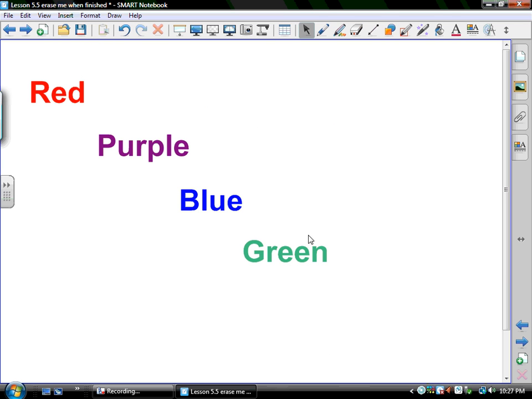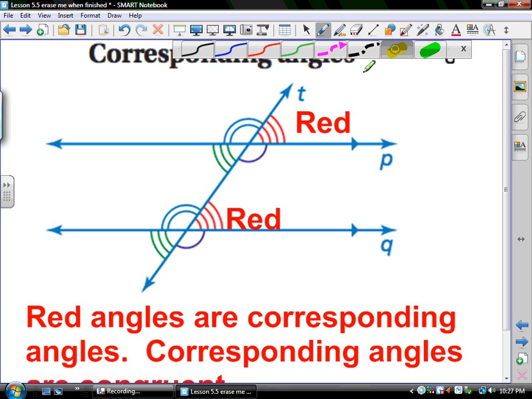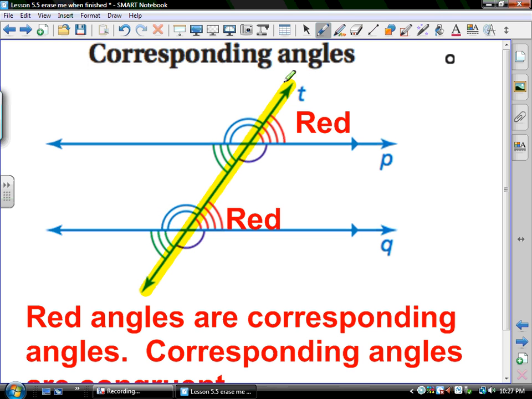So I'm going to color coordinate this podcast. I'm going to use the colors red, purple, blue, and green. Why? Because that's what the book used. All right, so here we go. I have parallel lines, and I have a transversal right here in yellow. It intersects or cuts through my parallel lines. You'll notice I have red and red. I'm not worried about the other colors now. I just want you to focus on the red and red angles.